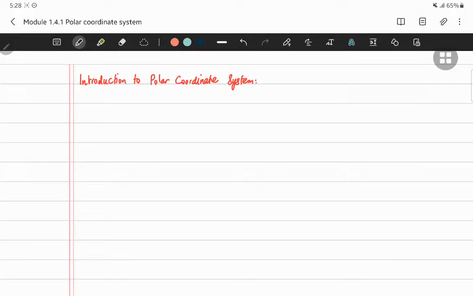Hello everyone and welcome to this module on the introduction to continuum mechanics. In this module, we're going to discuss the curvilinear coordinates, including polar, cylindrical, and spherical.